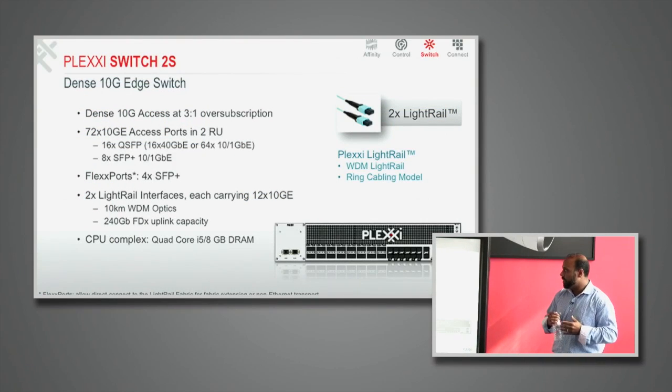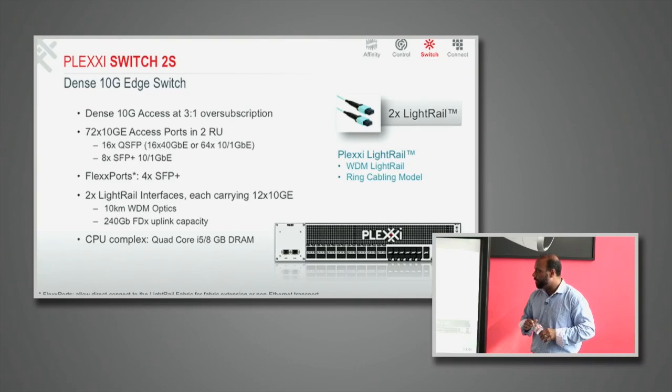So we'll start with the edge. We have two variants of the WDM model, as we had two variants of the pod model. We have one optimized for edge access, which is a 72 access port switch with 2 light rail ports. So conceptually, or exactly, this looks exactly like a Switch 1, which had 48 access ports and 2 light rail ports, except this one has more access ports.